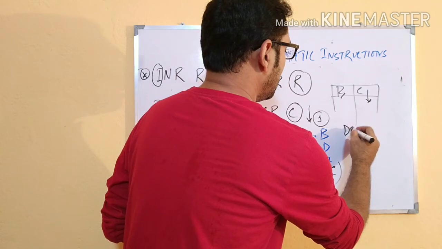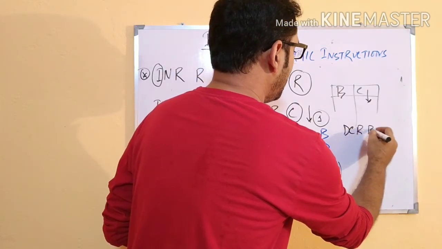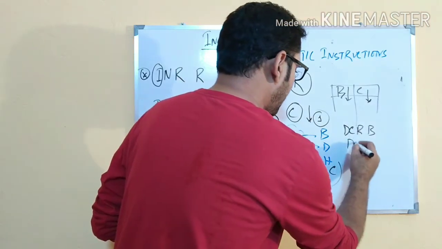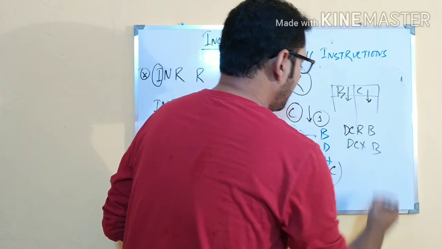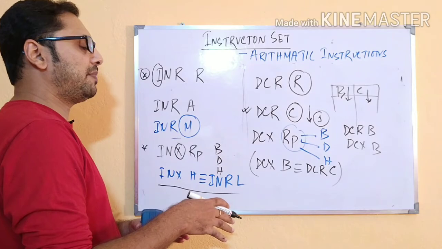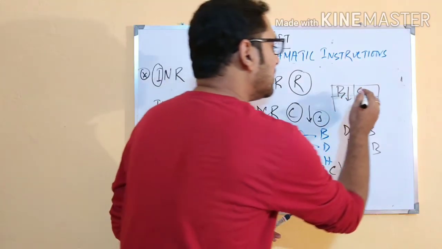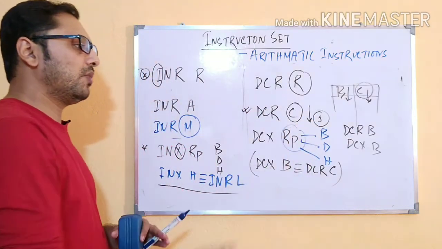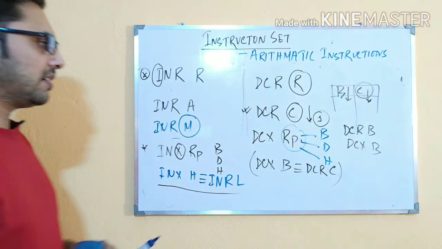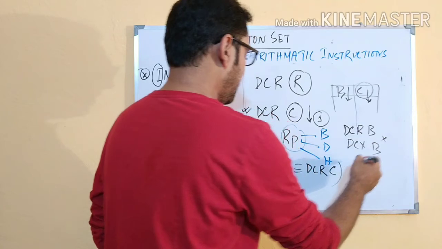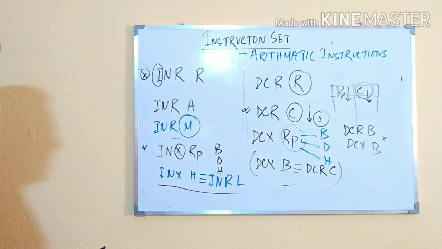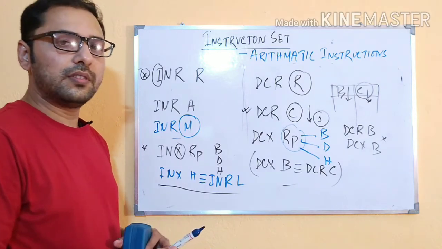If I write DCR B, that means the value of B will be decremented by 1. But when I write DCX B, then the value of BC register pair, meaning actually the 8-bit value of C register only, is decremented by 1. Okay, so both are not the same, but this one is the same: DCX B is equivalent to DCR C in terms of result.